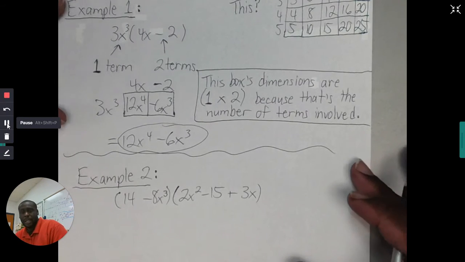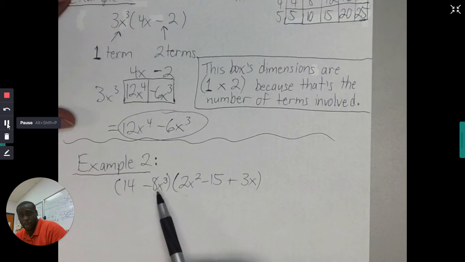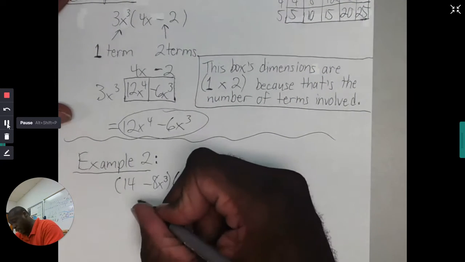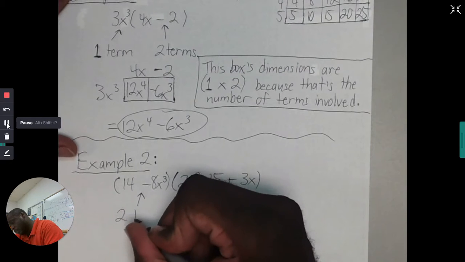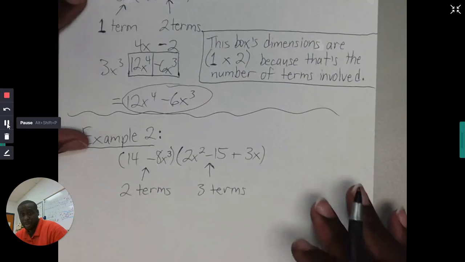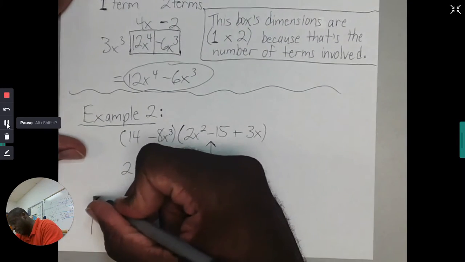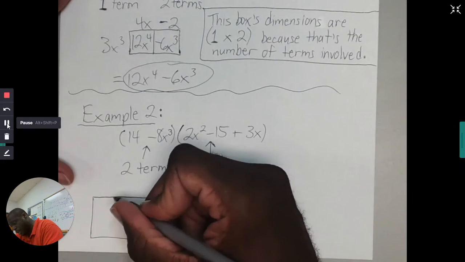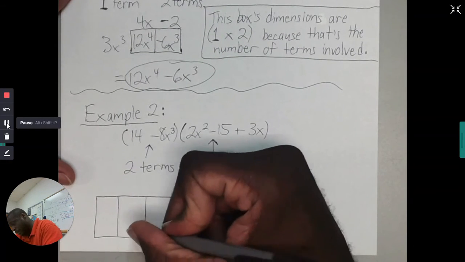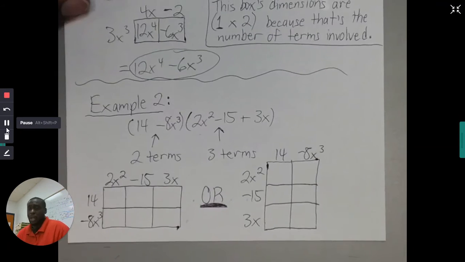So, in this next example, let's say that we were dealing with multiplying these two polynomials. One of them is a binomial, the other one is a trinomial. So again, one of them has two terms, the other one has three terms. That lets us know what the dimensions of our box needs to be. So we need to do the dimensions of the box as 2 by 3, or we can do the dimensions as 3 by 2. It actually does not matter on that end. As long as one side of the box has two parts and the other side of the box has three parts.